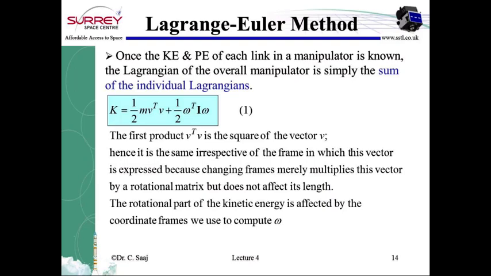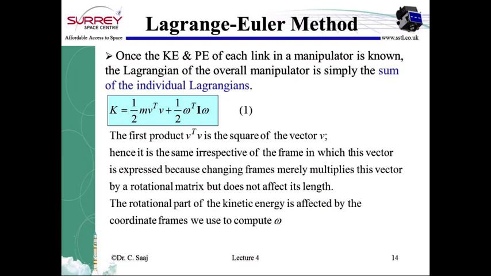Let's take a look at the expression for the total kinetic energy. If you take into account the translational component and the rotational component, we can write the total kinetic energy as K is half m V transpose V plus half omega transpose I omega. We get this expression from the general relation.